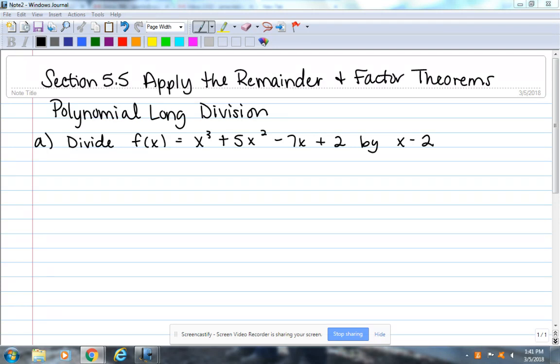I'm going to show you both ways because some of your homework asks for long division. But I think synthetic division is a little bit more useful. But you still got to know how to do long division for stuff we're going to do later on. So I'm going to show you both ways.